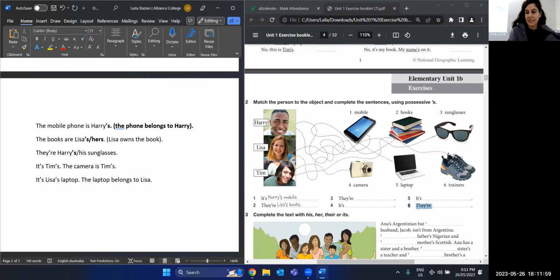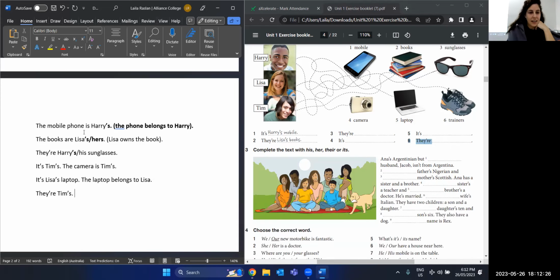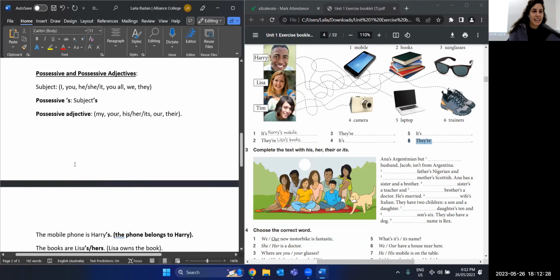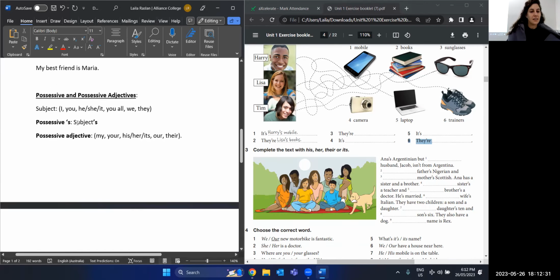The last one, trainers, or as we say in Australia, sneakers. Now it is only one, but because it's two pairs, who do these sneakers belong to? Who owns them? Tim's. Yeah, Tim's. Any questions with that? If I go back to here, this is what we were looking at.